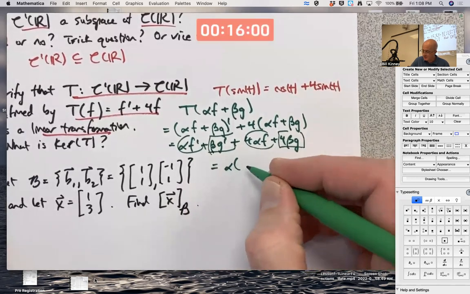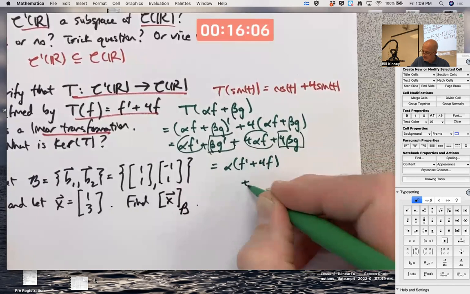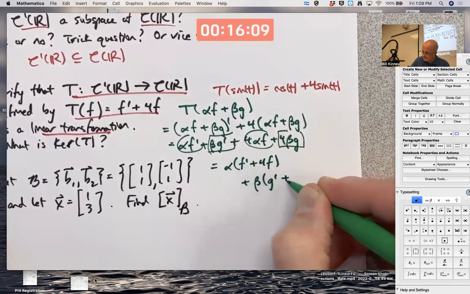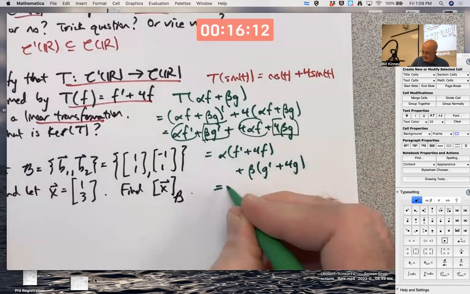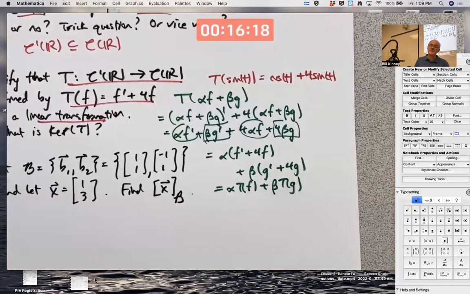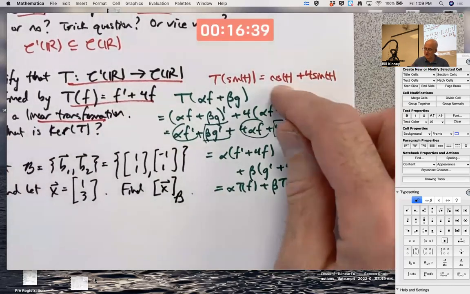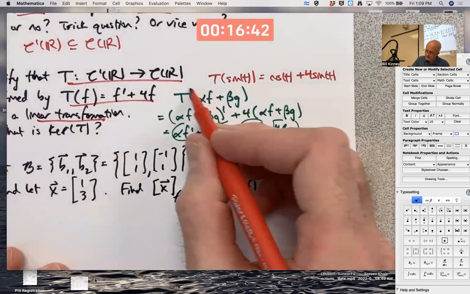Using properties of algebra, you can rewrite this like this. And that is alpha times T of f plus beta times T of g. And that one line of equations actually is enough to prove operation preserving. You could separate it into two steps, prove capital T preserves addition and prove it preserves scalar multiplication, but it actually is good enough just to show this equals that. That's the equality we're trying to show ultimately.